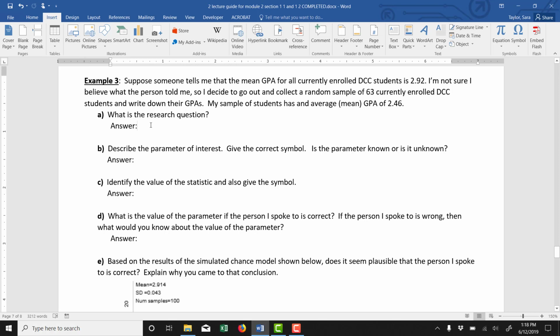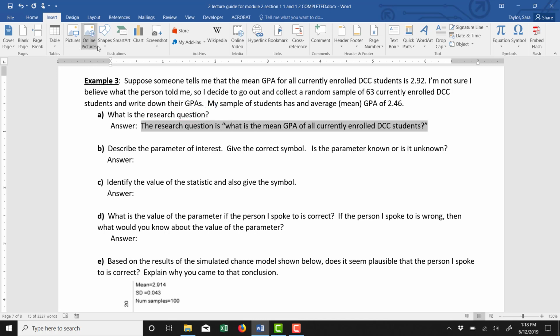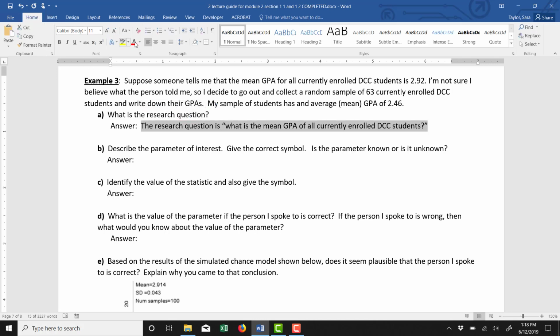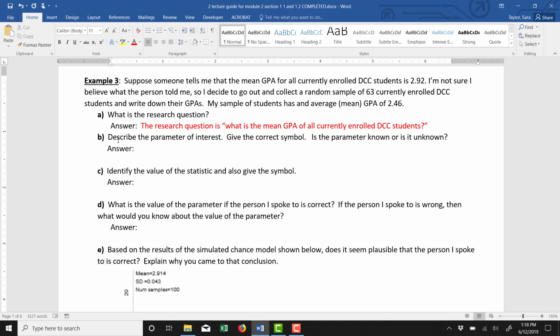So first ask, what is the research question? So the research question is, what is the mean GPA of all currently enrolled DCC students? Then ask to describe the parameter including the symbol and whether it's known or unknown. The parameter is the average, the mean GPA of all currently enrolled DCC students.